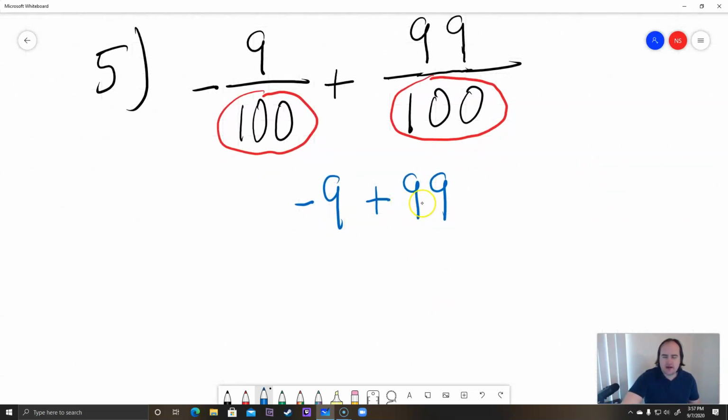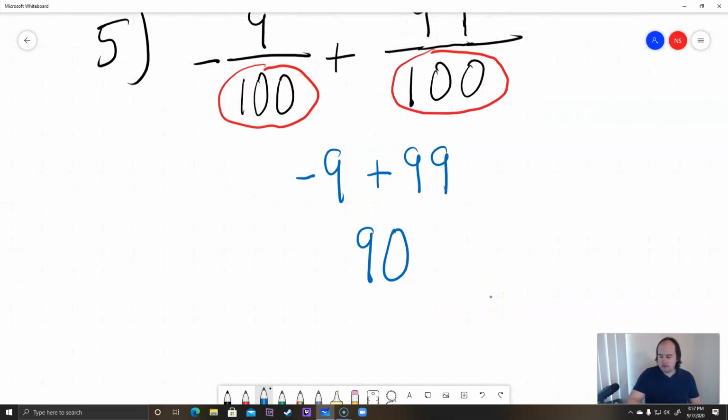So we're going to do 99 minus 9 is 90. But it's going to be positive 90 because we kept the sign of the larger number, which is 99. Okay, so that's going to be positive 90 over, well, we go ahead and keep these denominators. So we're going to have positive 90 over 100.